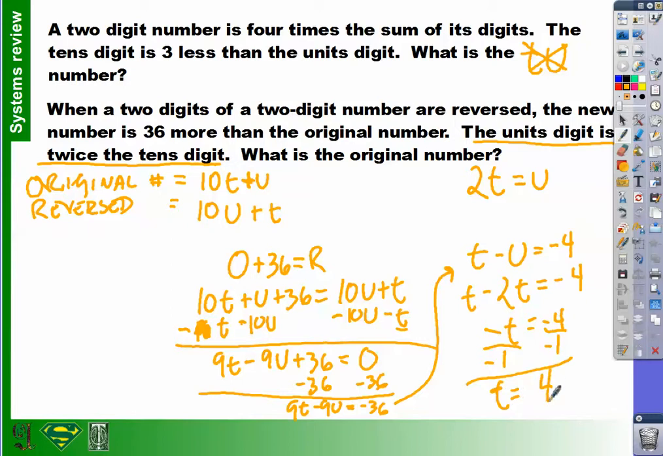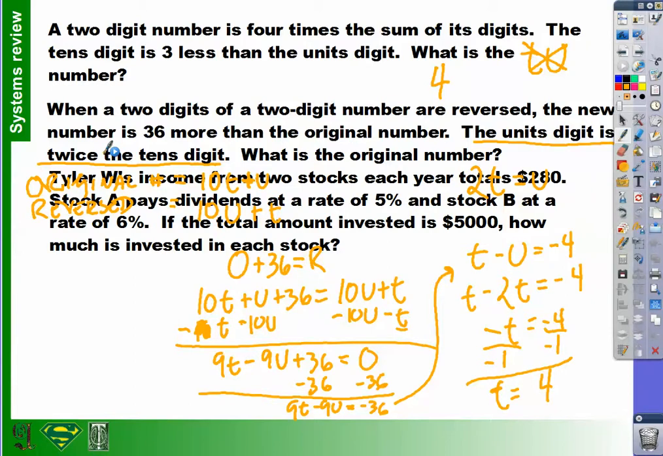So if t is equal to 4, my tens digit is going to be a 4. If my units digit is twice the tens digit, what is my units digit? My magic number is 48.